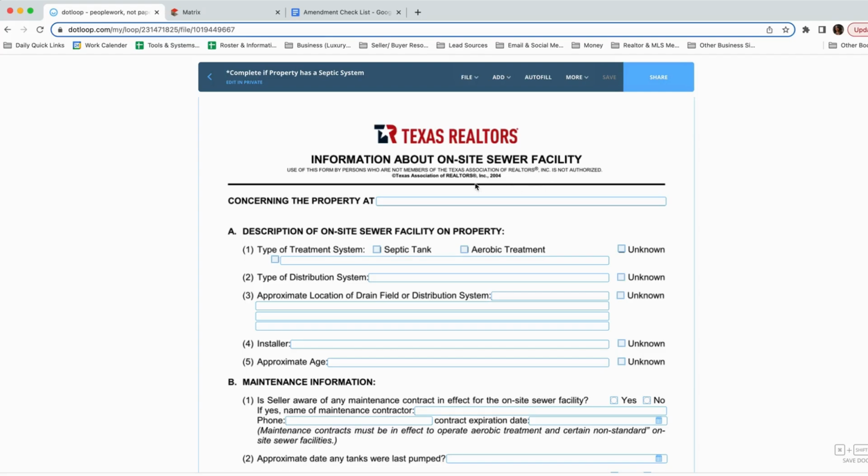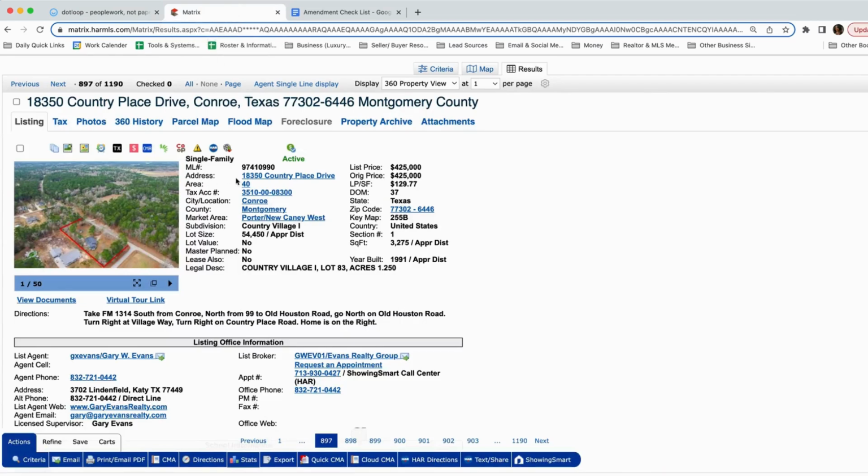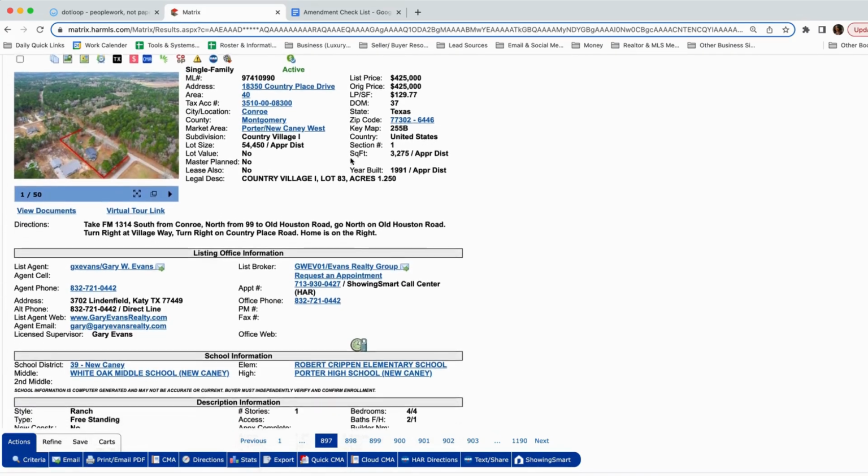Sewer facility. This form is going to be used if the property has a well or septic system in place. You, as a listing or buyer's agent, will know you have a well or septic system by first reviewing MLS. Remember, Matt: MLS, agent remarks, attachments, tax records. But let's start, we go in that order, right? So first we're going to look at MLS. We're going to scroll down.